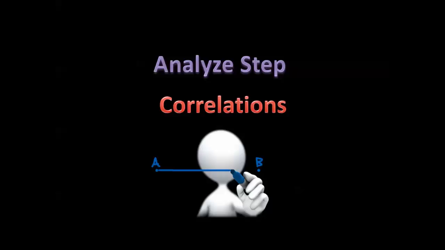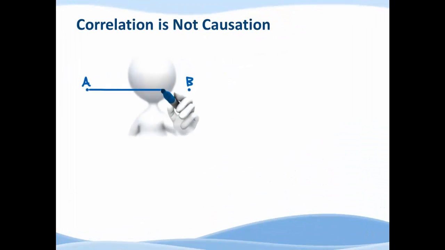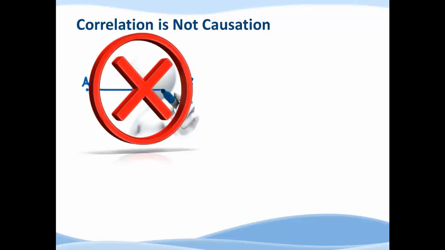In this video, we're going to take a quick look at how to properly interpret correlations. Just because two variables happen to be mathematically related to each other in no way guarantees that A is causing B. Correlation is not causation. There are many instances where people were absolutely convinced that A was causing B, when in reality it turns out that A had absolutely nothing to do with B.